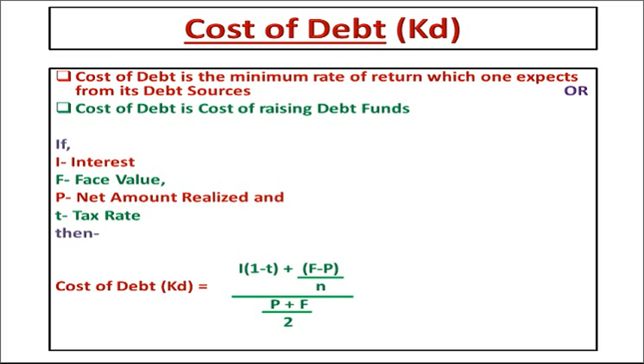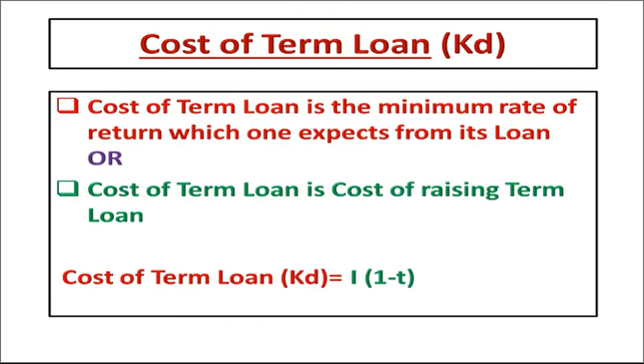Now let us see the second specific cost of capital, that is cost of term loan. It is also said to be KD. So cost of term loan is the minimum rate of return which one expects from its loan, or cost of term loan is the cost of raising the term loan. The formula to calculate the same is KD = I(1 - T), where I is interest and T is the rate of taxation.